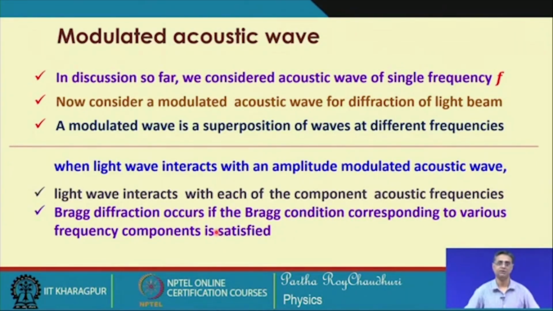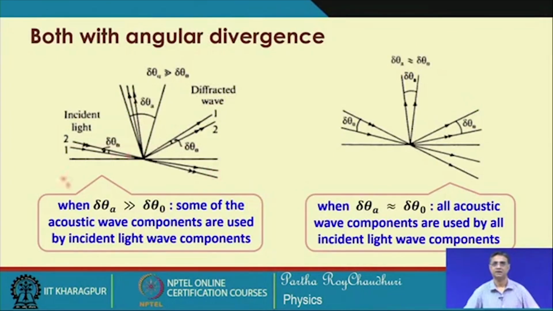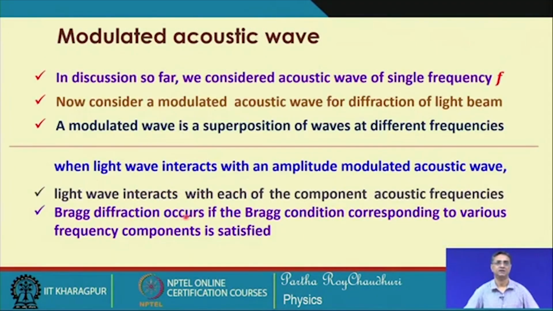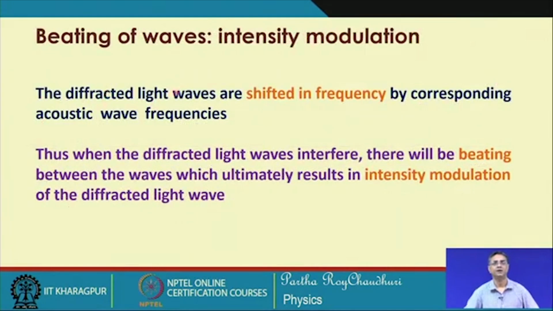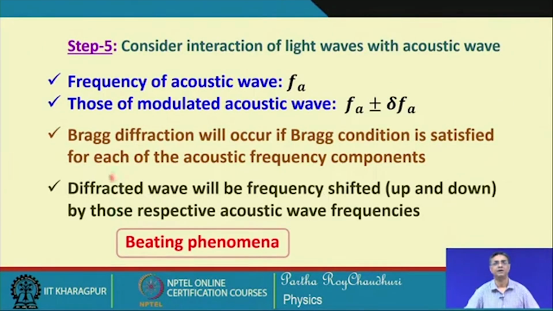So, for each frequency component of the acoustic wave, the case that we have discussed must be satisfied. Therefore, the diffracted light waves are shifted in frequency by the corresponding acoustic wave frequencies. Thus, when the diffracted light waves interfere, there will be a beating between the waves. We know this: if we have two frequencies f 1 and f 2, there will be a beat frequency delta f, which is the difference of f 1 and f 2.